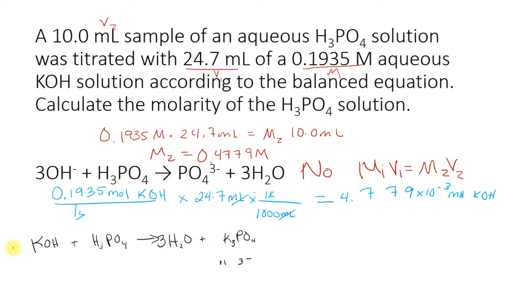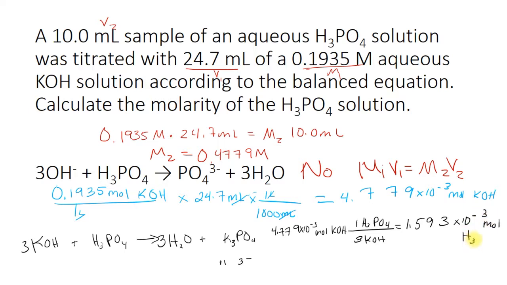Okay, so this reaction shows us that we have 3 water. We need 3 potassium as well. So this is where we get the ratio between potassium and acid. So we're going to take that 4.779 times 10 to the negative 3 moles of KOH. We're going to put KOH on the bottom of a fraction because I want it to cancel. And we're going to put phosphoric acid on the top. So we find out that for that amount of KOH, we must have reacted 1.593 times 10 to the negative 3 moles of acid.